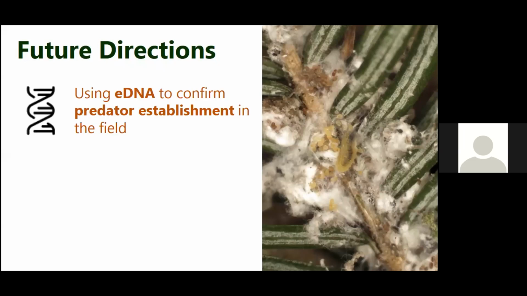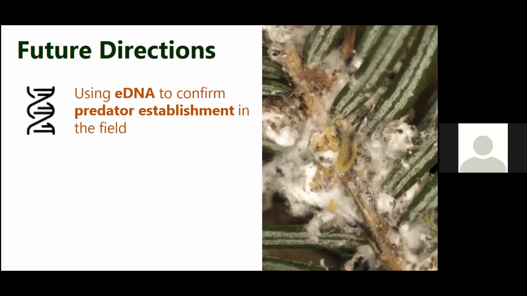One of the things that we're really, really excited about this year is using eDNA, or environmental DNA, to confirm predator establishment in the field. So we're developing techniques to do this now. We're hoping to deploy our DNA collectors soon. We're really hoping that we'll be able to use eDNA to tell us if predators have been there, so that we're not just seeing them with our own eyes. Especially with the flies, it's very impossible to track them once we've released them in the field.